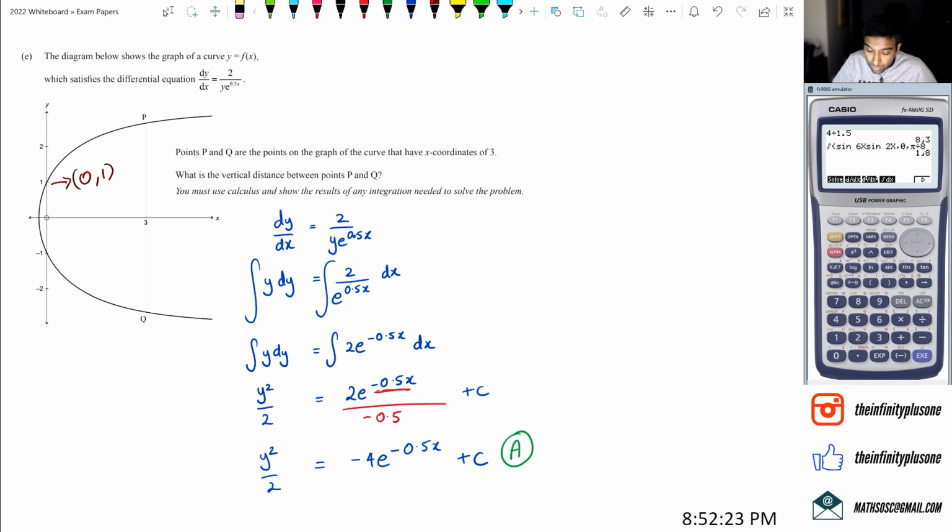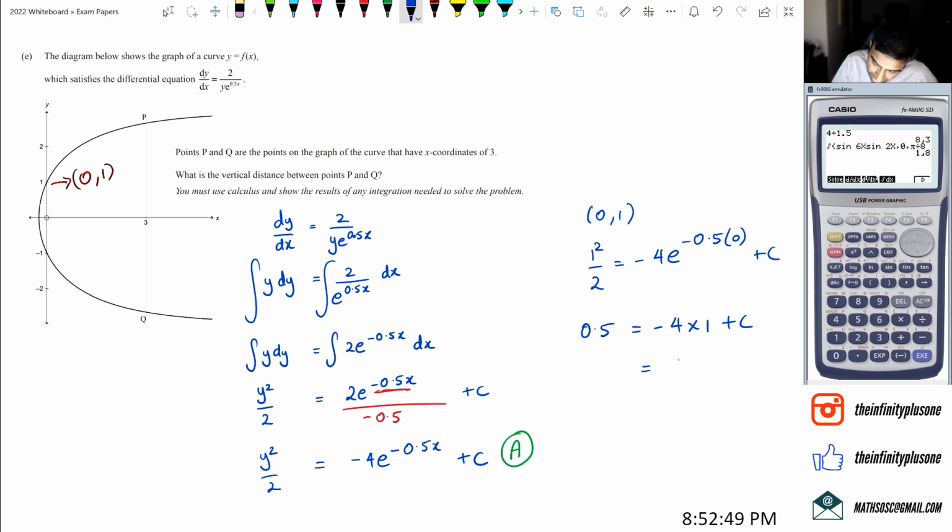Yeah, 0, 1 is what we're going to use. So in here, I've got 0 and 1. So y squared, so y is equal to 1. So I've got 1 squared over 2 equals negative 4e to the negative 0.5 times 0, plus c. So 1 over 2, that's just 0.5, equals negative 4. And then e to the power of 0 is just 1, plus c.